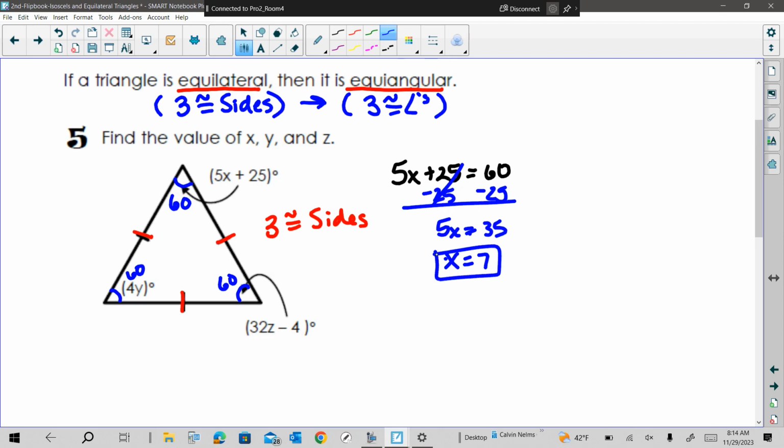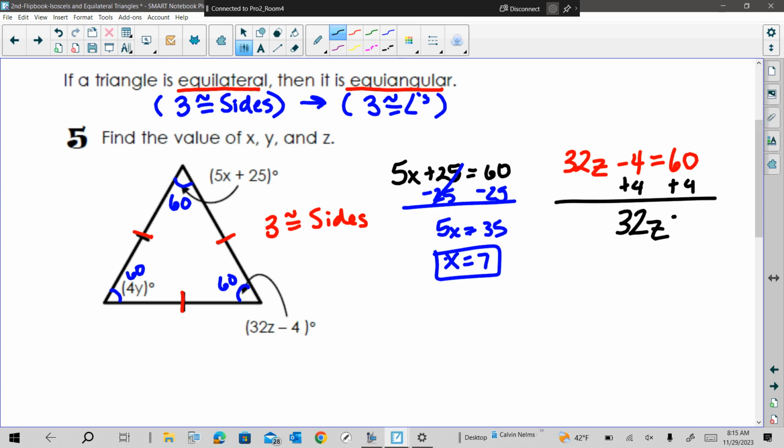We're going to do the same thing to find the z. Z is 32z minus 4. That angle is also equal to 60. So the equation is going to equal 60. We add 4 to both sides, so our 32z equals 64. So z would equal 2.